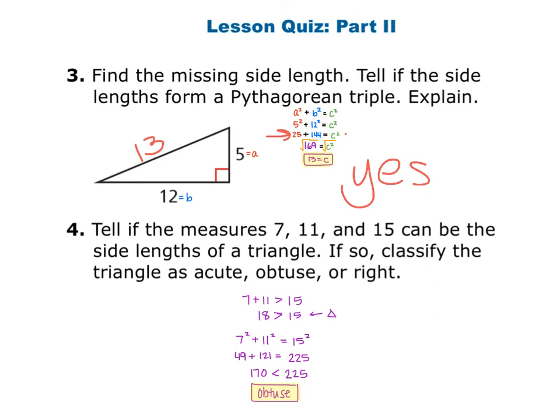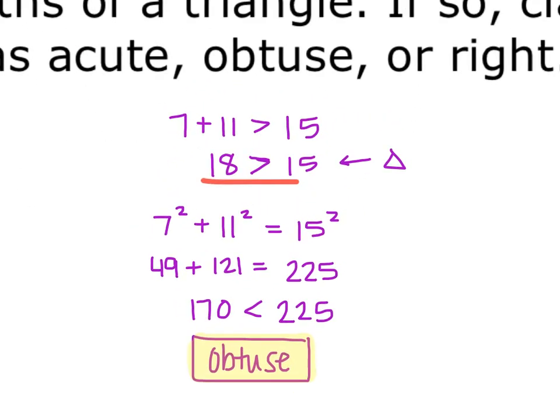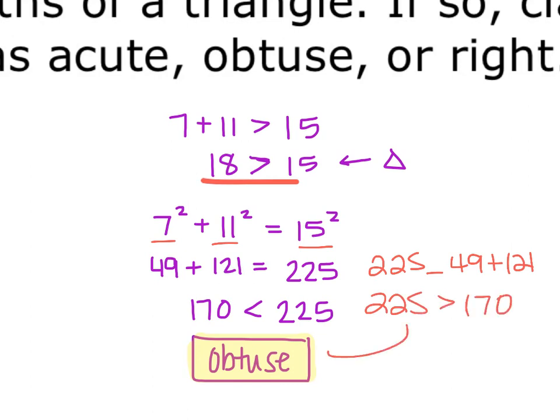Number 4, tell if the measures 7, 11, and 15 can be the side lengths of a triangle. If so, classify the triangle as acute or obtuse. So if I add 7 and 11, I get 18. That's bigger than 15, so I know it can be a triangle. And then I want to find the relationship between 15 squared and 7 squared plus 11 squared. So I would flip it so that it says 225 is what relationship to 49 plus 121. And 225 is greater than 170, which makes it obtuse.